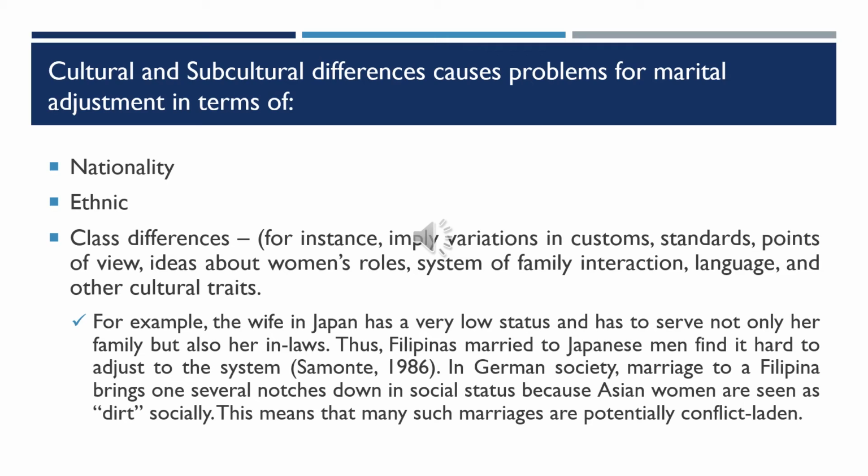Mayaman ba siya? And then yung isa, hindi. So, class differences. It is between mahirap at mayaman. So, yun yung class differences. For example, the wife in Japan has a very low status and has to serve not only her family but also her in-laws. So thus, Filipinos married to Japanese men find it hard to adjust to the system. Yan, may kinalaman sa sistema. So mahirap mag-adjust sa bagay na yan.